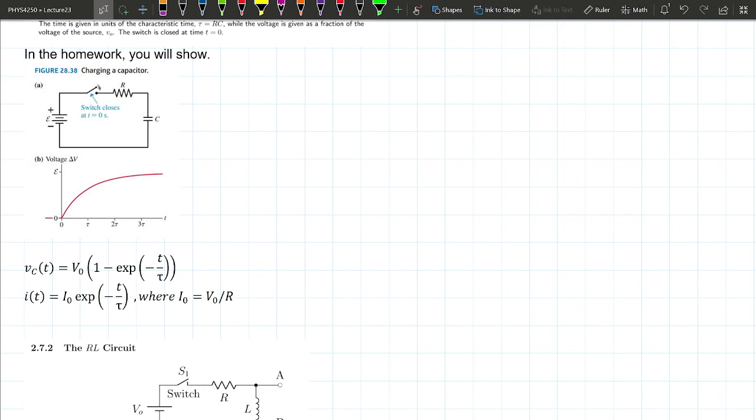When it says show, it doesn't mean just write down the answer and show me the answer. It means start with basically Ohm's law, Kirchhoff's law, and then actually derive all that stuff. That's what the homework means when they say show.